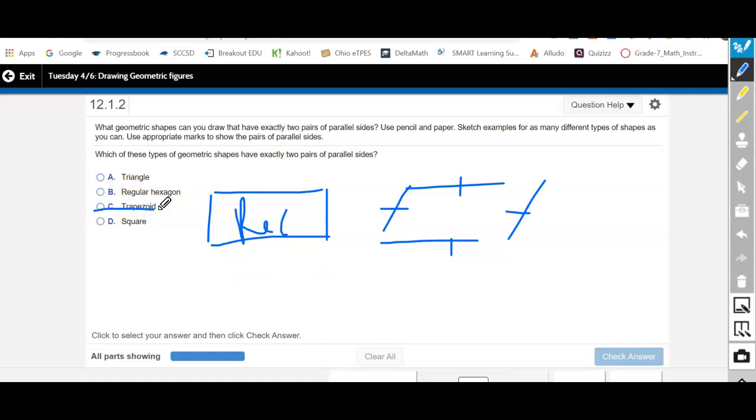Trapezoid, no, because a trapezoid has one pair of parallel sides, not two. Triangle has 0 parallel sides. You cannot do that with a triangle.